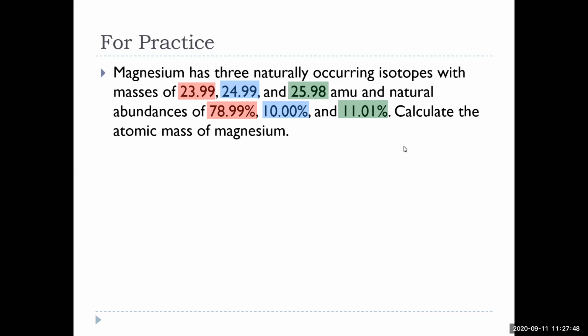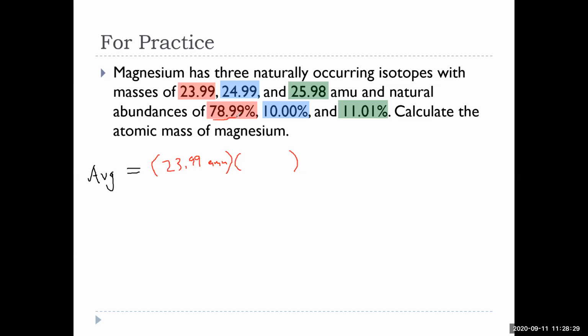So we need to perform a weighted average, add up the mass of each isotope, but taking into account how often it shows up. So what we can do is we can say our average mass is equal to the sum of these isotopes. We'll go one at a time. Our first isotope weighs 23.99, and we need to take into account, multiply by how often it shows up. This is the fractional abundance.